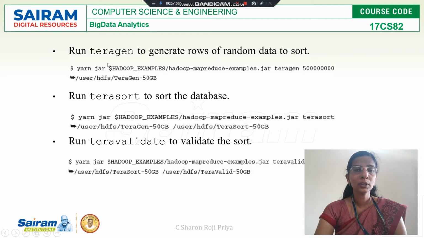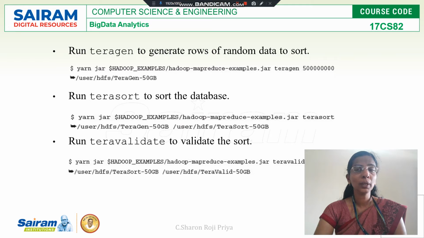These are my three steps. As I said, the first step is to run the TeraGen program to generate 50 GB of random numbers. Next I run TeraSort to sort these randomly generated numbers. The third step is to run TeraValidate to validate the sorting output. Why am I doing this benchmark test? To test my application performance.